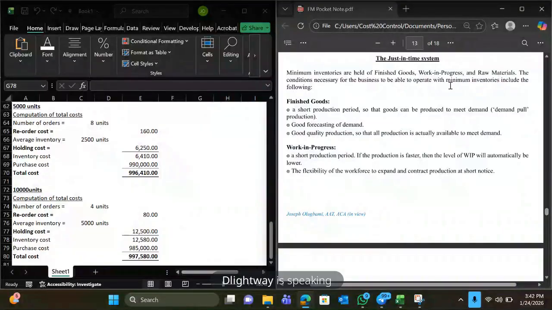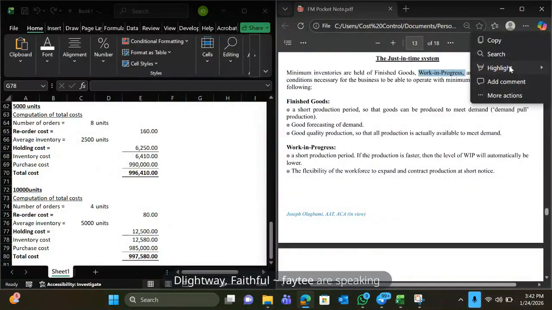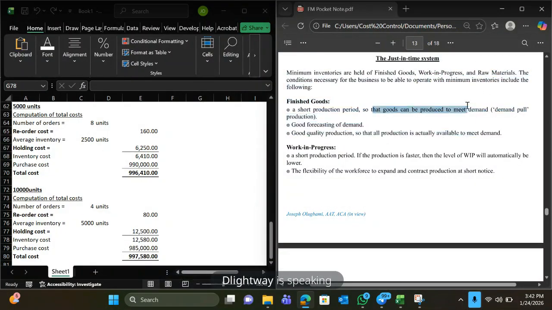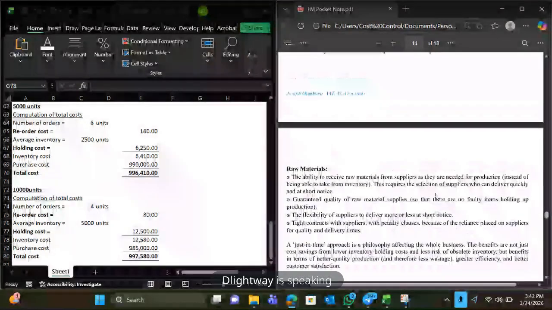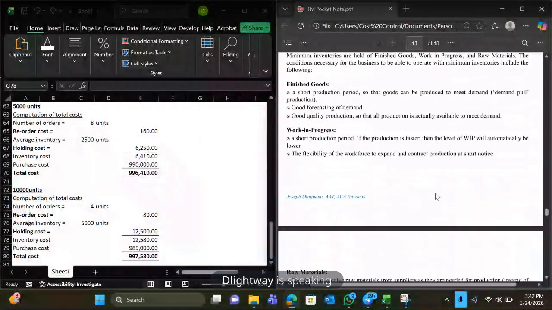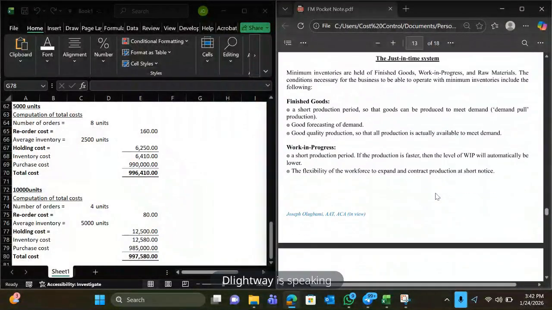So you can say this just-in-time system touches three aspects: the aspect of finished goods, when organizations produce finished goods; the aspect of work in progress; and lastly, the aspect of raw materials. Now, there are certain conditions that must exist in order for this just-in-time system to be effective. You can see them from our material here. Because of our time, I won't be explaining them. You can read up on these conditions that allow the just-in-time system to be effective in every organization.